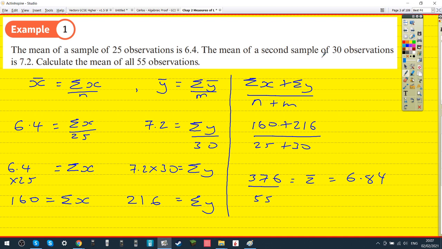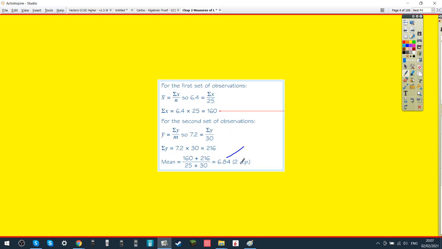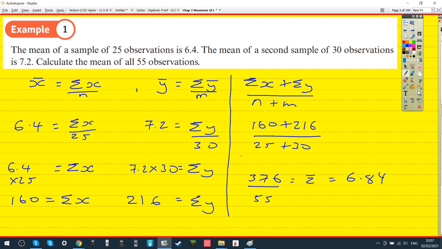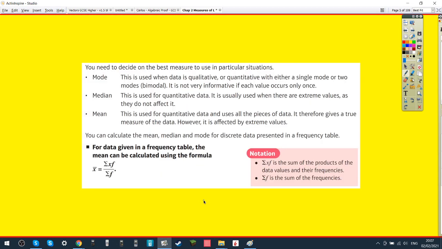And so, yes, we would expect that it would be closer to 7.2 than 6.4. I think exactly in the middle is 6.8. Yeah. And overall it was 6.84, so it was a bit closer. So you have to undo it to get the total x, total y, and then just get the overall total of everything and divide by total n.